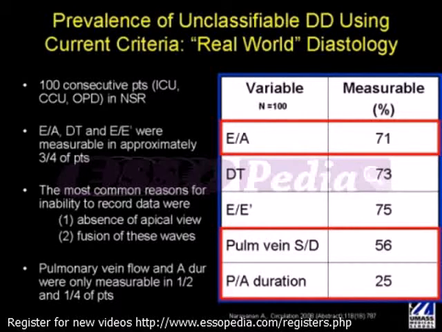Now, of patients with measurable data, only 55% had 3 or more concordant variables. And strikingly, most of the concordance was seen among individuals with normal diastolic function. So the take-home from this study was that 1/3 of patients could not be classified, and only about a half of the patients with measurable data had greater than or equal to 3 concordant measurements.